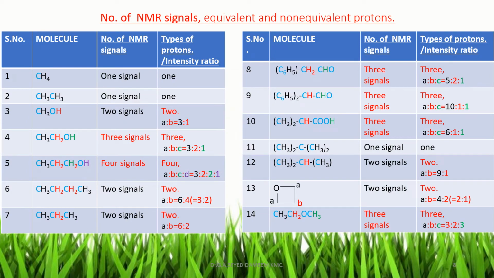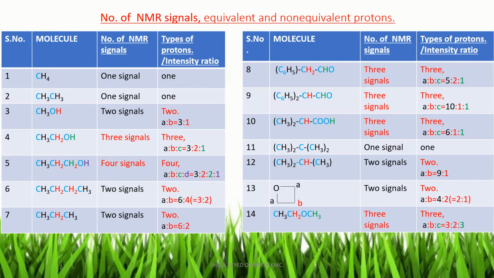Next topic, number of NMR signals, equivalent and non-equivalent protons. In this slide, there are 14 examples, 14 molecules. The first one, serial number 1, methane, gives one signal due to 4 equivalent protons. The methane molecule contains 4 equivalent protons, so it gives only one signal.